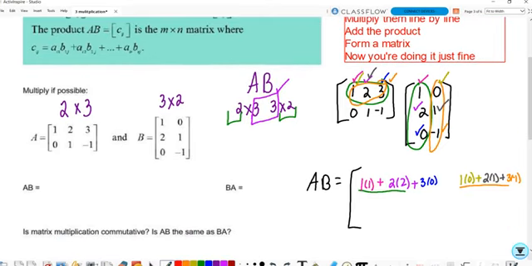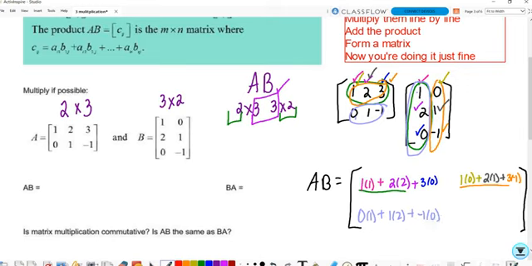Now we're going to repeat that 2 more times for the second row, first column and second column. So now I've got row by column. We have 0 times 1 plus 1 times 2 plus -1 times 0. And then one more. Second row, second column gives me the entry in the second row, second column. 0 times 0, 1 times 1, -1 times -1.